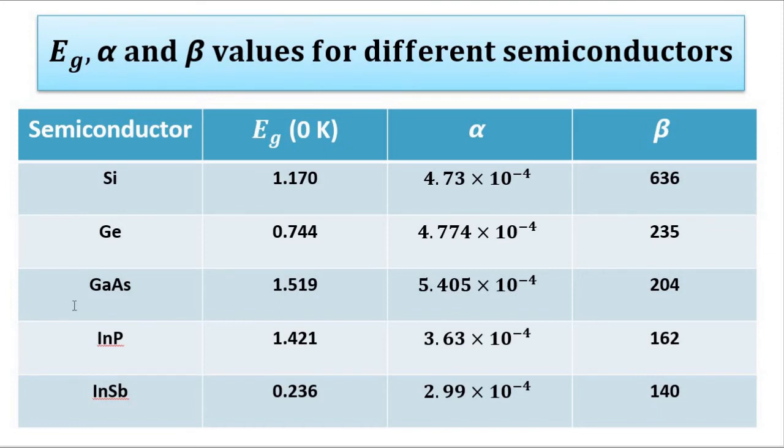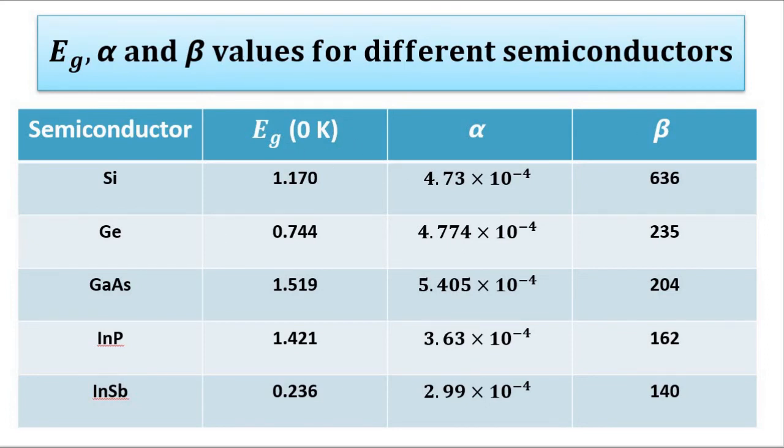For gallium arsenide, which is a compound semiconductor, it is 1.519 band gap energy, and alpha value is 5.405 into 10 to the power minus 4, beta is 204. Indium phosphide, it is 1.421, 3.16 into 10 to the power minus 4, the alpha value, beta is 162, and so on. So this is the Eg at 0 Kelvin, band gap energy at 0 Kelvin, and alpha and beta.